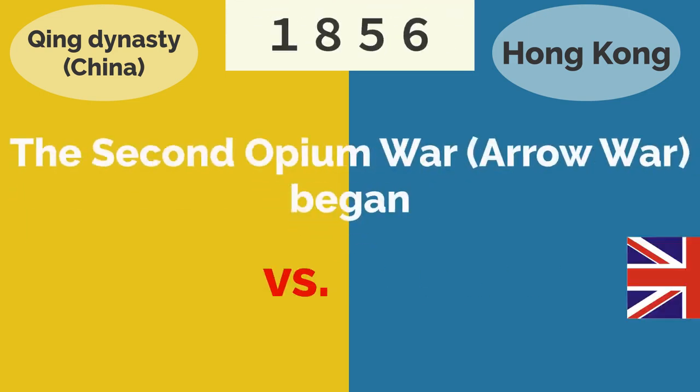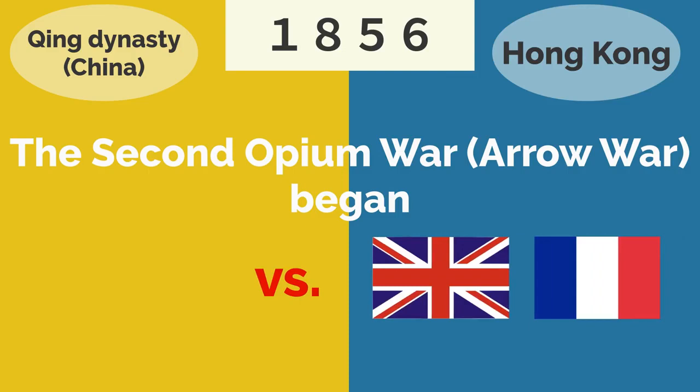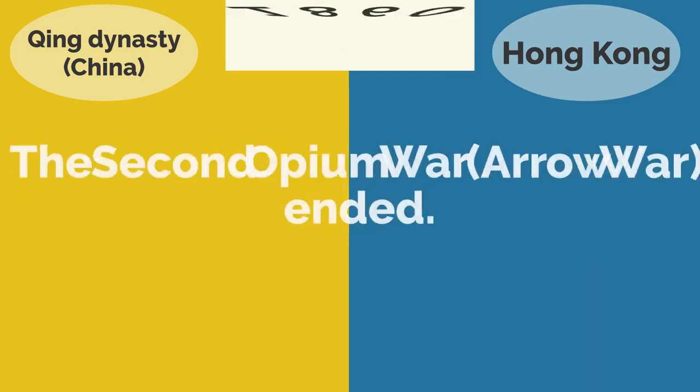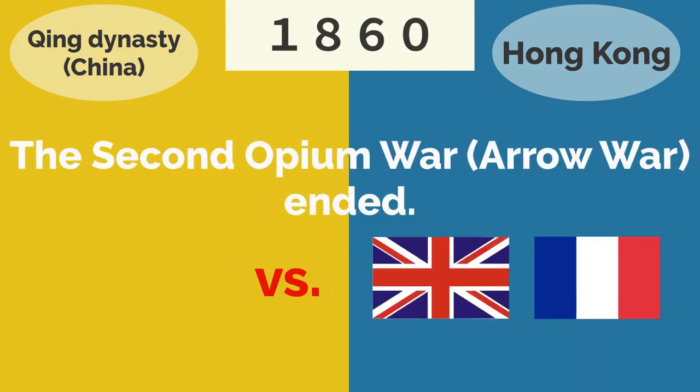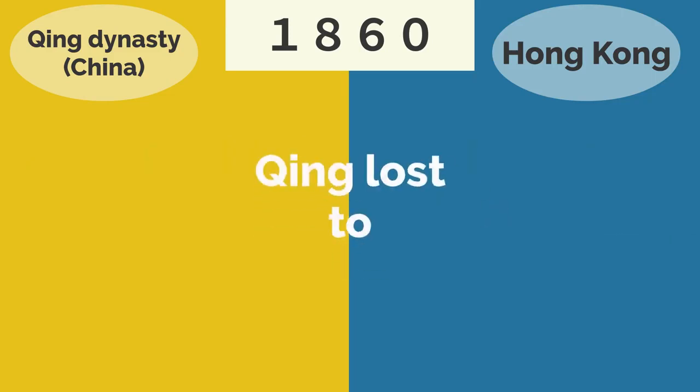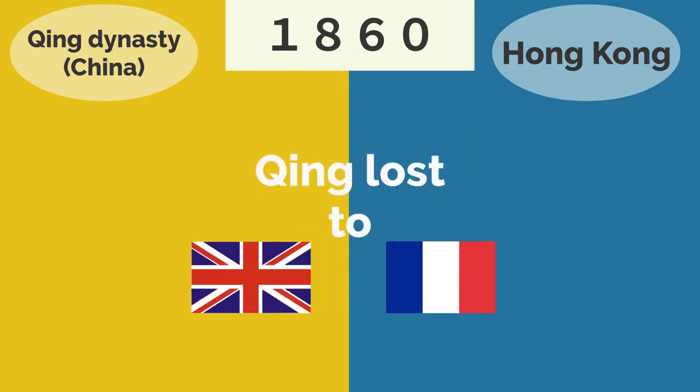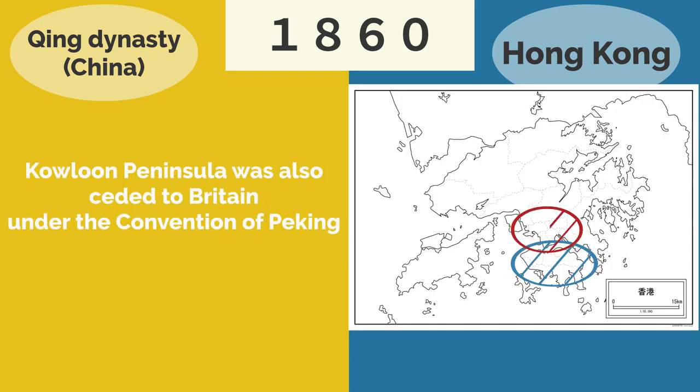In 1856, the Second Opium War began with Britain and France. In 1860, the Second Opium War ended. Qing lost to England and France. The Kowloon Peninsula was also ceded to Britain under the Convention of Peking.